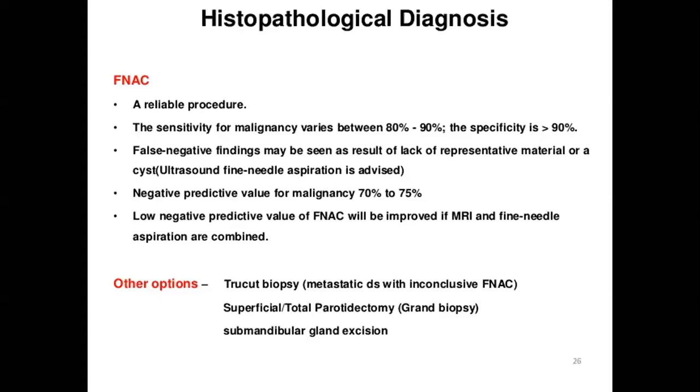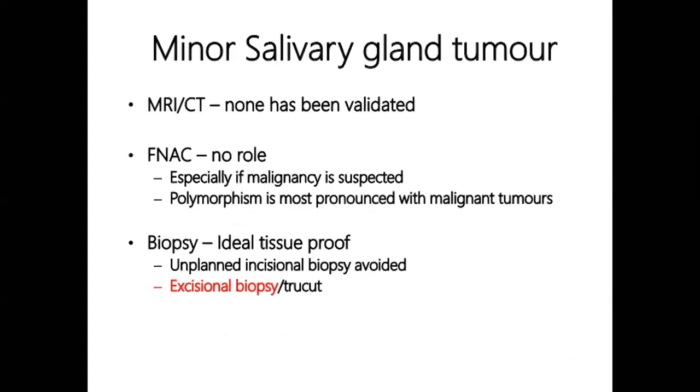Negative predictive values improve if MRI or other evaluations are combined. Open biopsies are discouraged because sometimes they can lead to transformation of the tumor from stage 2 to stage 4 and stage 1 to stage 4. For neck level tumors, MRI and CT have been validated for efficacy in nodal disease. An unplanned incisional biopsy is not advised; excisional biopsy is preferred for the nodal level.